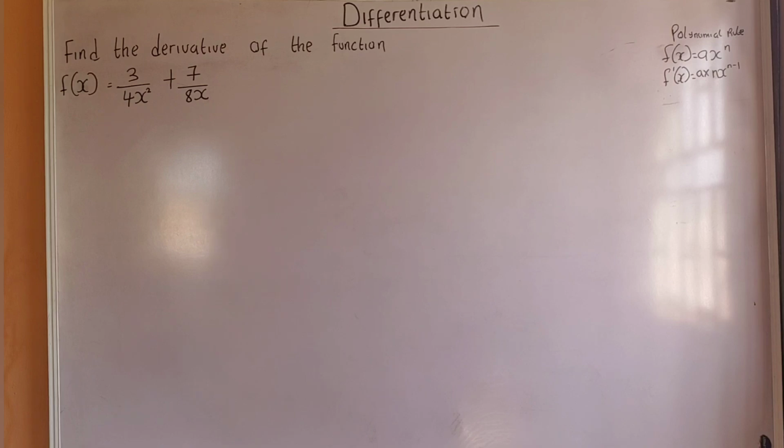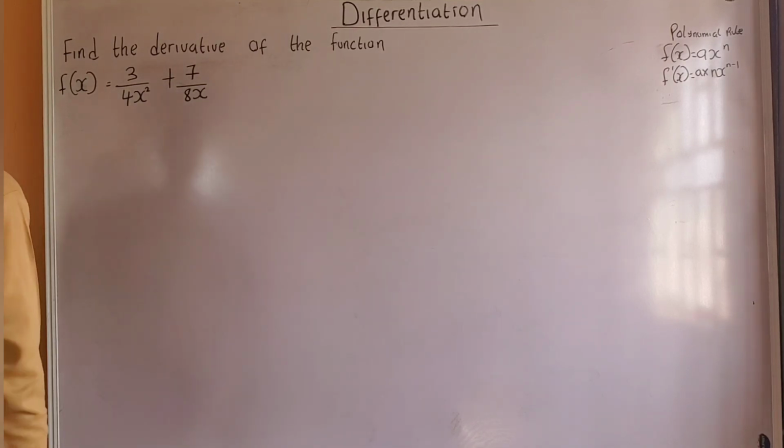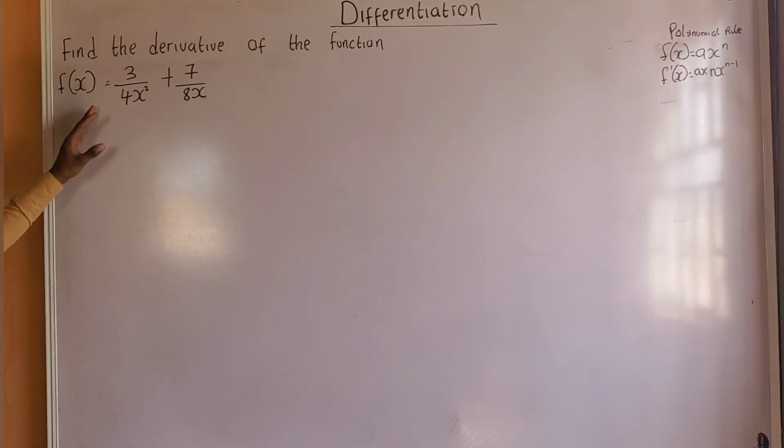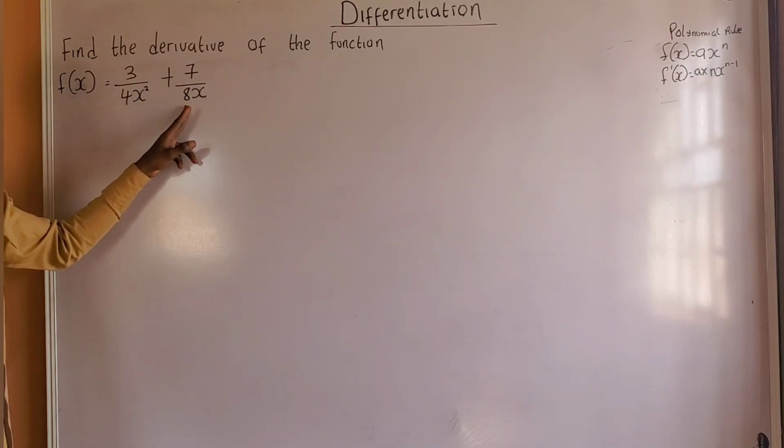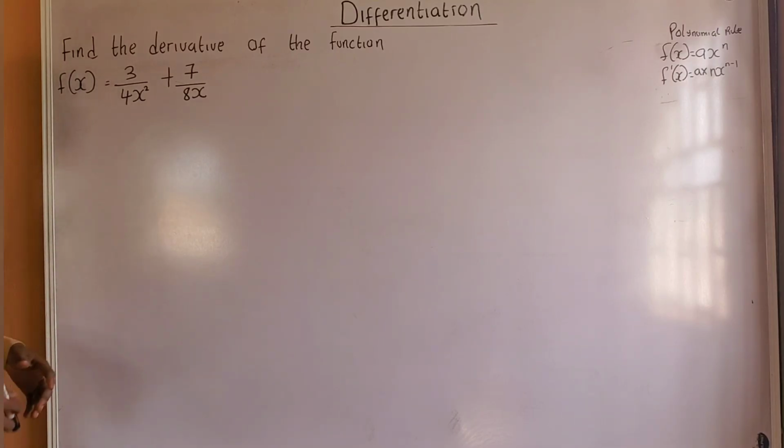Okay, let's consider the question that we have on the board. We are asked to find the derivative of the function f of x equals 3 over 4x to the power of 2 plus 7 over 8x. Okay, how do we differentiate this function? Well, to do that, please pay attention.